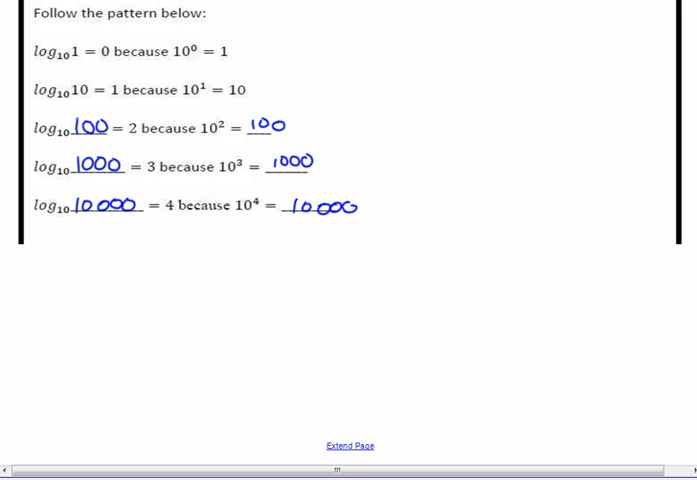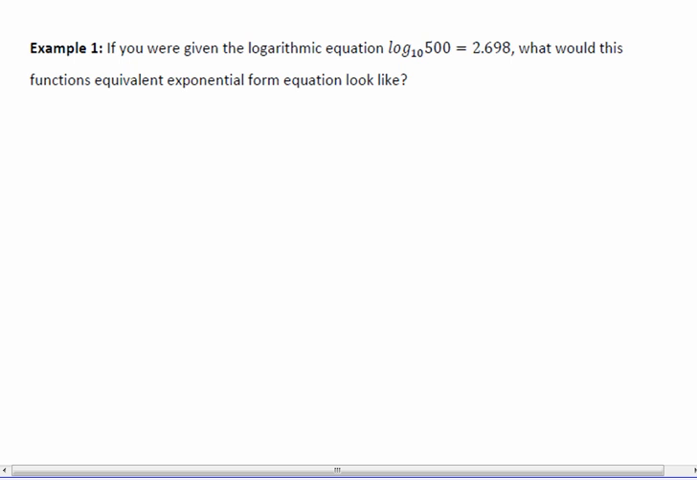So how do we switch between logs and exponents? Well, let me show you. So given this guy, we want to write him as a power. So what would he become? Does anyone want to take a guess? You want to switch that to exponential form? When we look at that, what does that mean? Log 500 equals 2.698. How does that work?